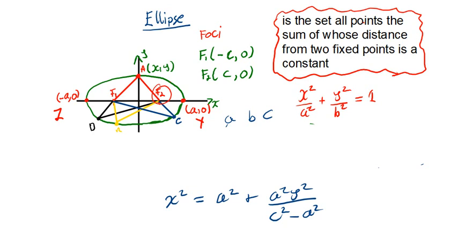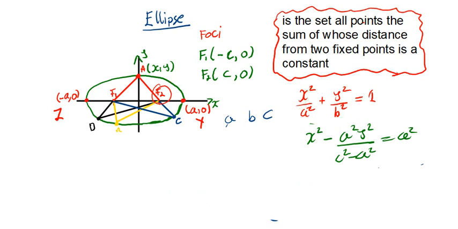Okay, so how this is going to be is that I'm going to shift this one and bring it on the other side. For now, I'm going to say I have x squared minus a squared y squared divided by c squared minus a squared is equals to a squared. But remember, we have to end up with this. It appears like we are very close. We just have to now be smart about it.